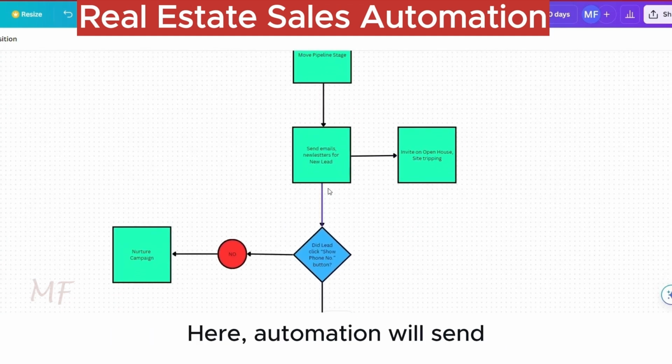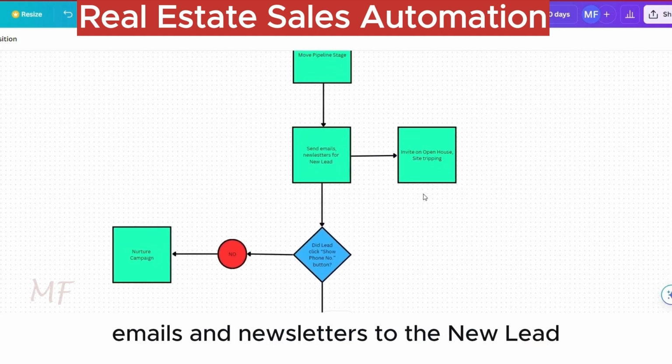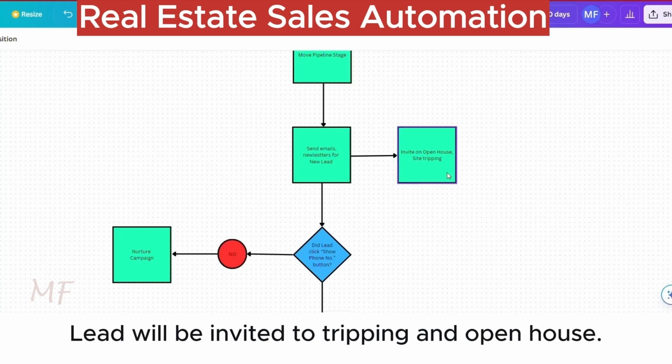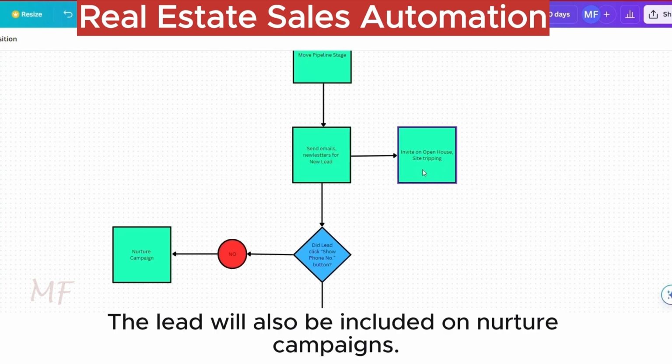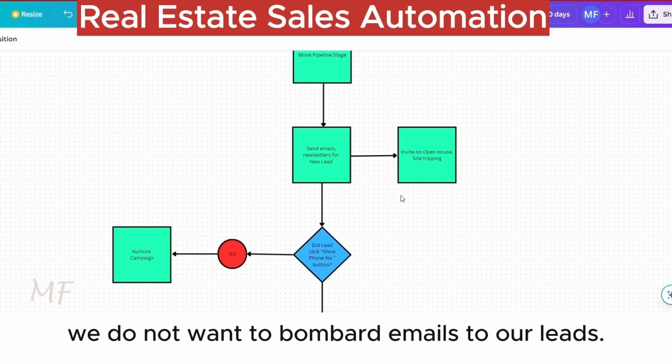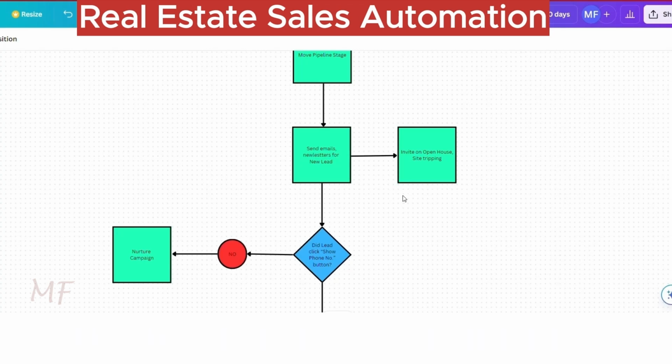Here, automation will send emails and newsletters to the new lead. At other specific times, the lead will be invited to tripping and open house. The lead will also be included in nurture campaigns. Just be aware of the timing for sending emails. We do not want to bombard our leads with emails.